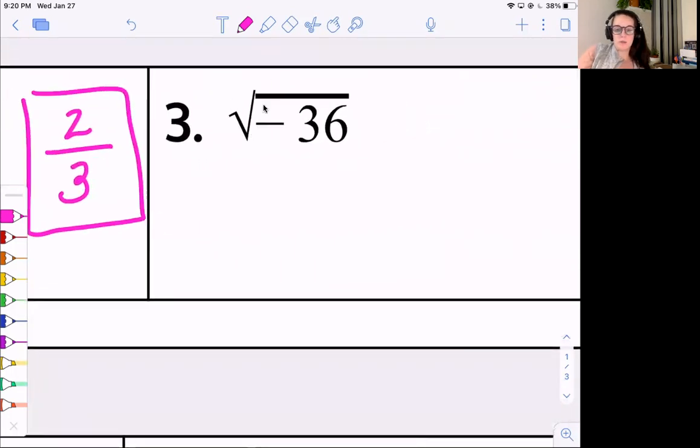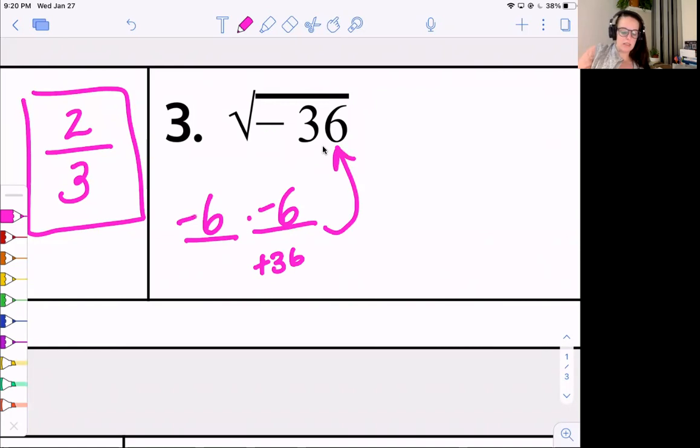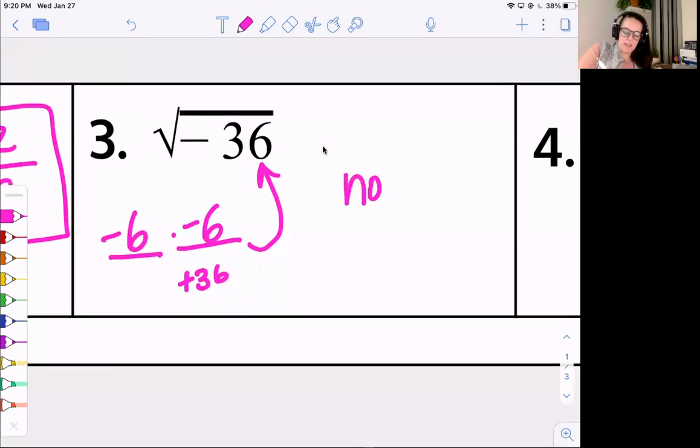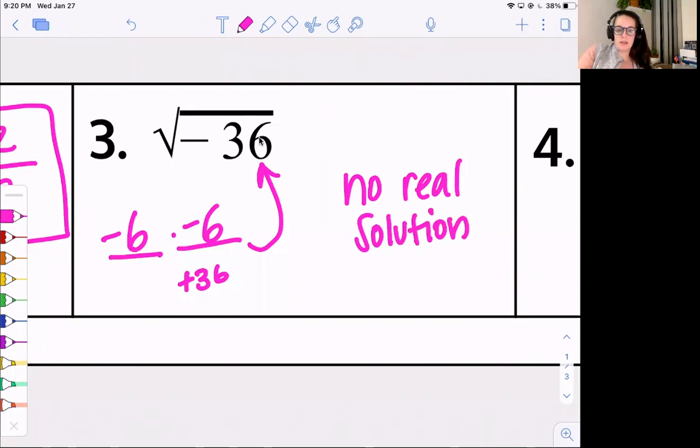Trying to take the square root of a negative number. If you try to think of those two numbers again, you might say, oh, 36, that must be 6 and 6. It is, but you would need to have either positive 6 and positive 6 makes positive 36, or negative 6 and negative 6 still makes positive 36. So no two real numbers are going to give you negative 36. And so your answer here is no real solution. It does have an imaginary solution, but no real solutions is the answer for number 3.